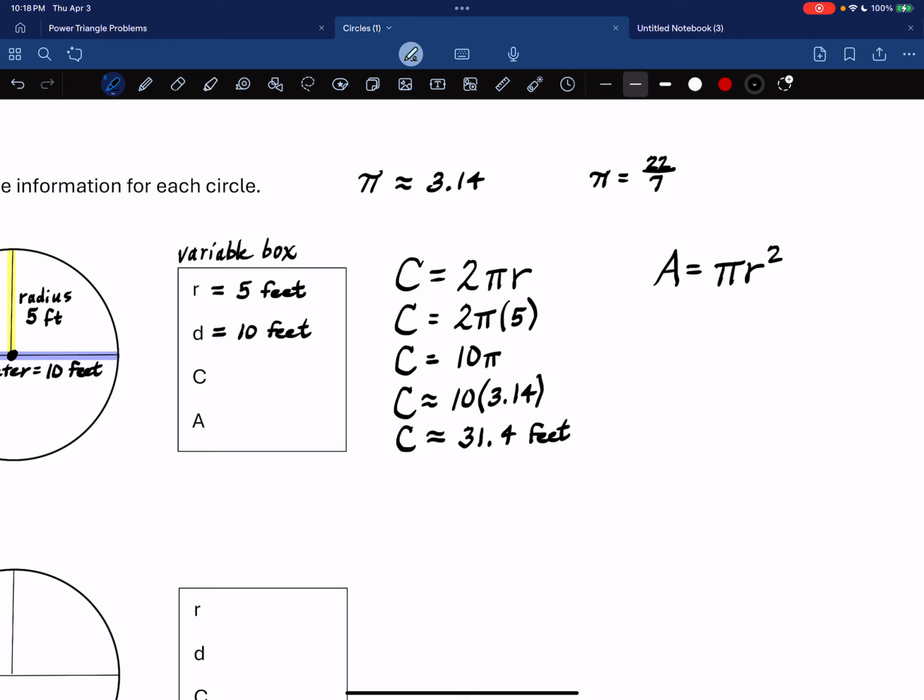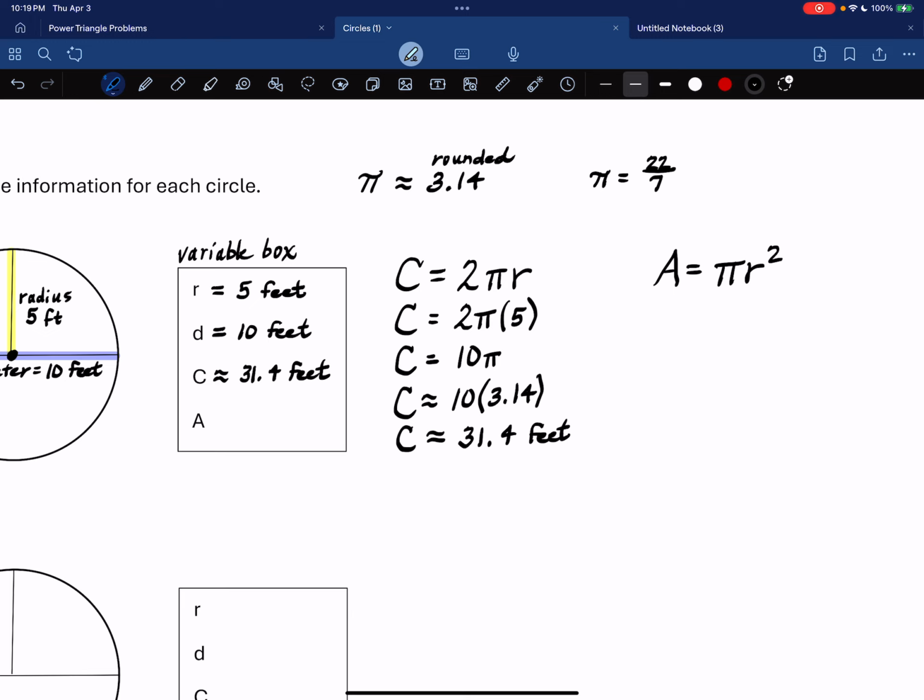Always put the unit. That's just a good math habit to have. And I'm using 31.4 as an approximation of circumference because the 3.14 was rounded, and therefore anything with that 3.14 is just an approximation.